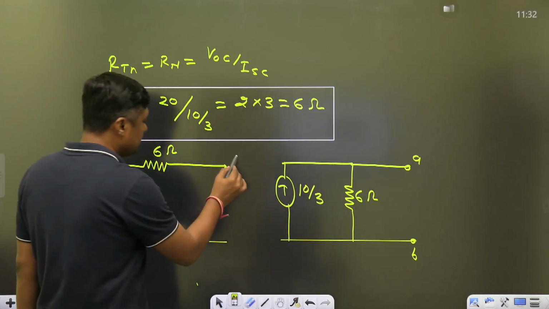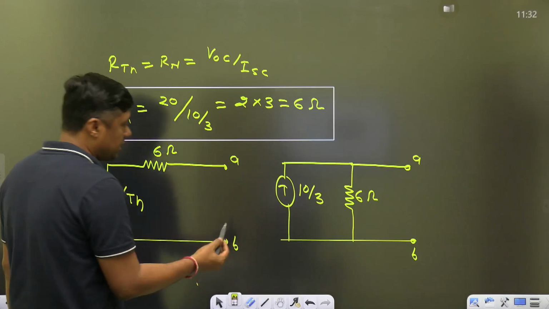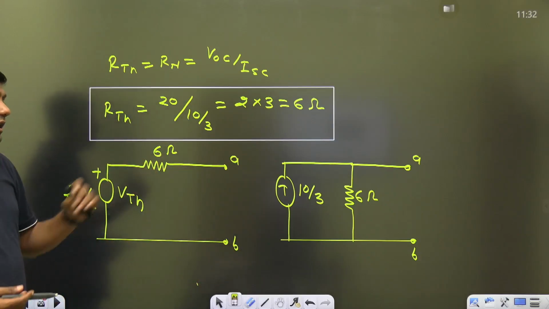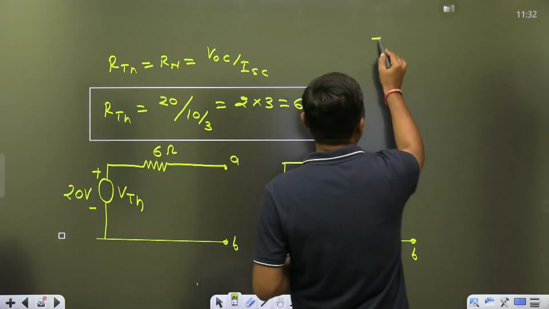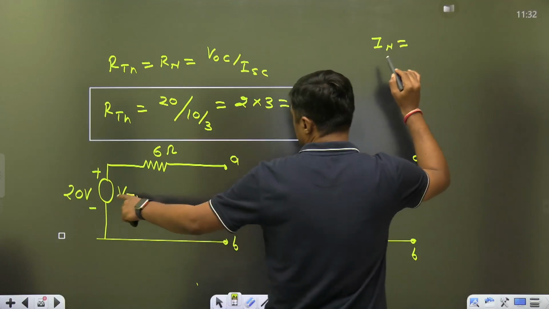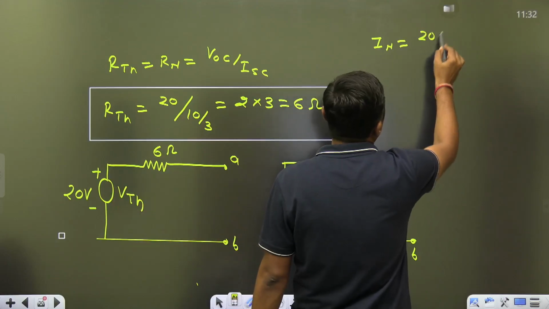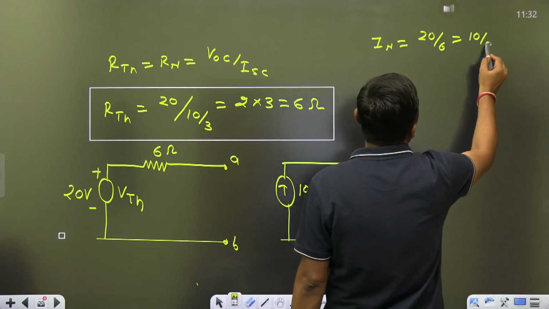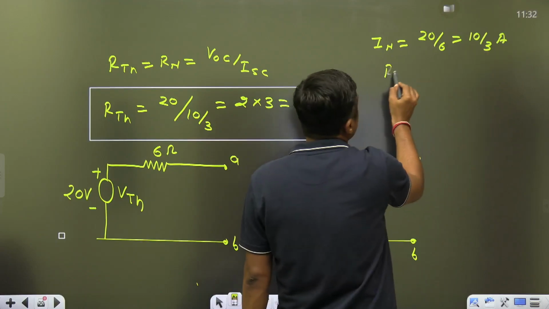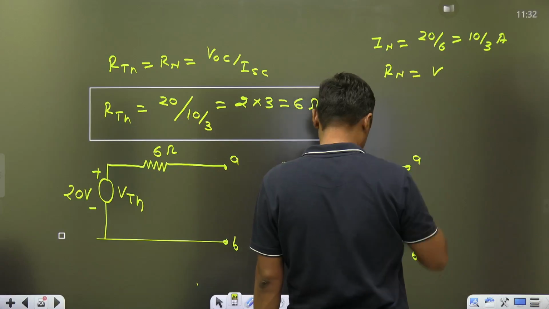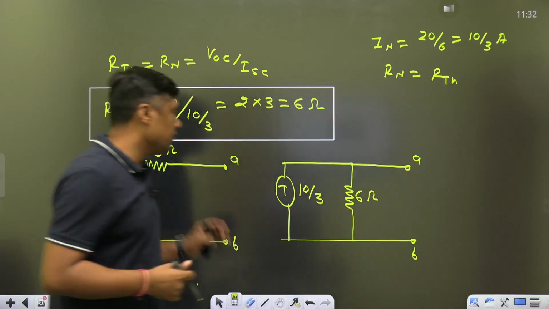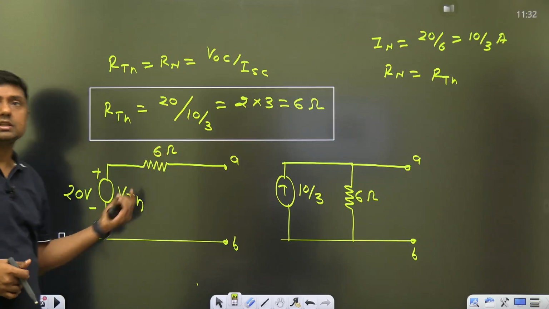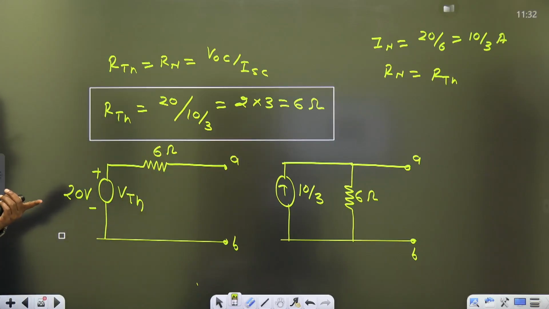And we can verify these are the source transformable pair, means from Thevenin's you can get the Norton's. How? What is the relation between the Thevenin's voltage and Norton current? Norton current is Thevenin's voltage 20 divided by 6, you will get the answer 10 by 3 ampere. Norton's resistance is equal to what? Thevenin's resistance. Source transformable pair. From Thevenin's you can get Norton, from Norton you can get the Thevenin's. You can verify it.